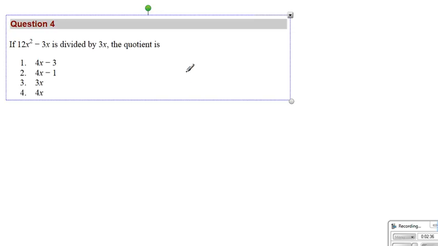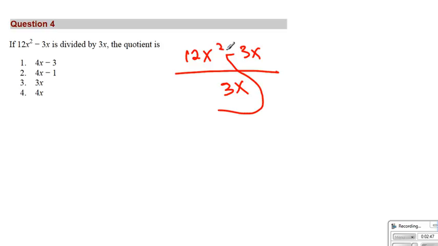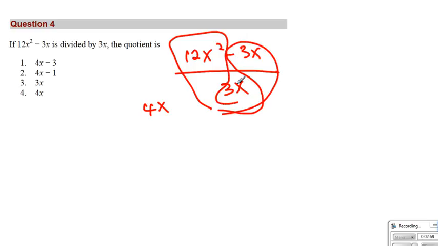Now if I had to rewrite this one, I'll be getting 12x squared minus 3x all over 3x. Now, if we take the first term first, yes, this will look like 4x. On the other hand, when you have 3x and 3x on the other side, we know that that will become 1. The connection between them was plus. So 4x plus 1 becomes our answer, choice number 2. Alright, let us move on.